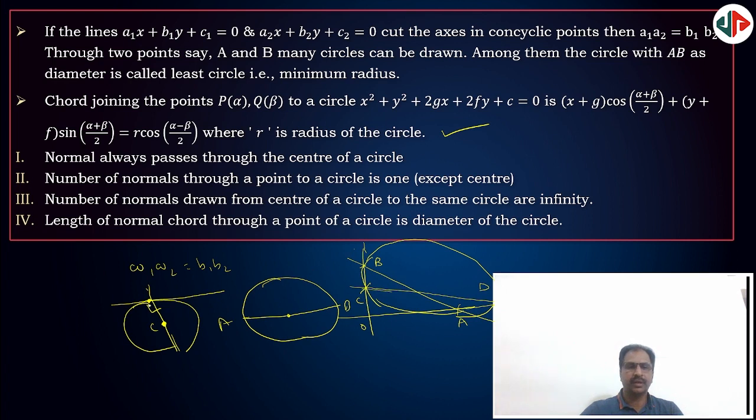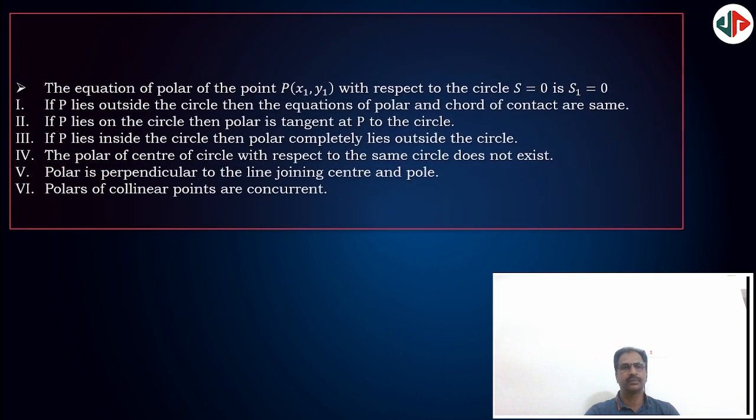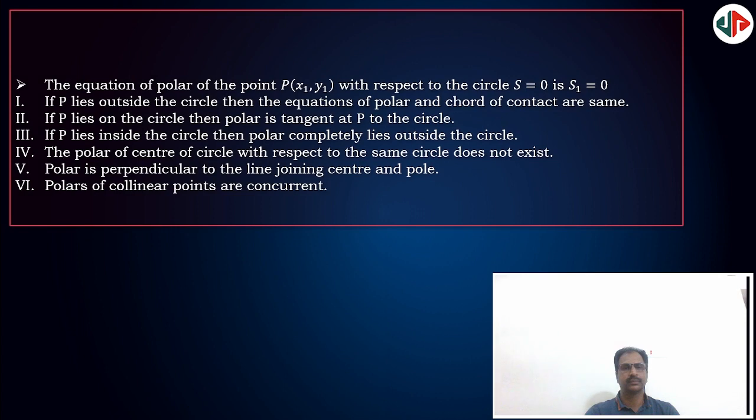And what is the length of a normal chord? Just now I told you the normal passes through the center. So the length of the normal is nothing but the diameter of the circle.